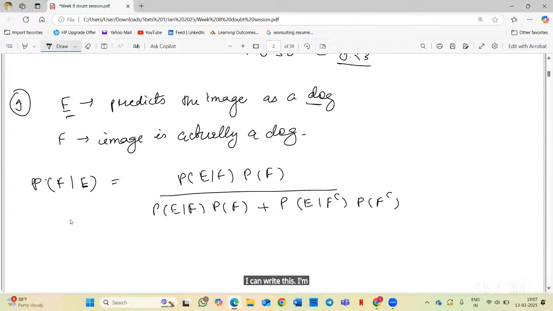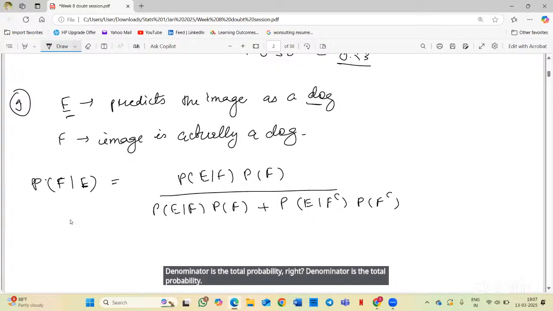I'm just writing the formula. Yes, ma'am, these are the things I find hard to remember. But when the denominator is the total probability, right? Sorry. The denominator is the total probability. This is the total probability.